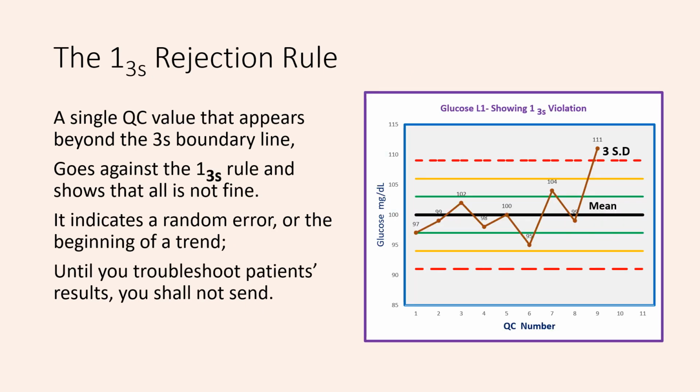A single QC value that appears beyond the 3S boundary line goes against the 1-3S rule and shows that all is not fine. It indicates a random error or the beginning of a trend. Until you troubleshoot, patient's results you shall not send.